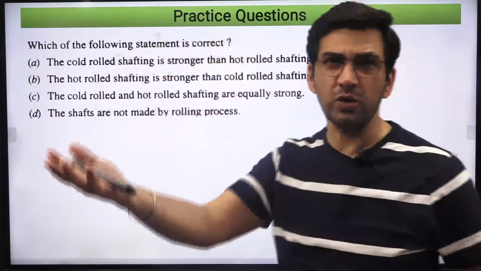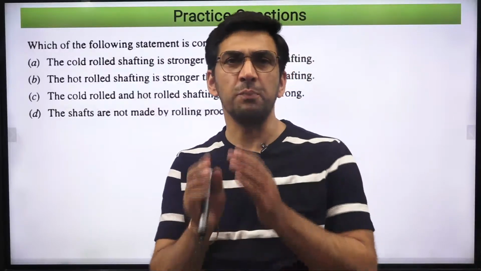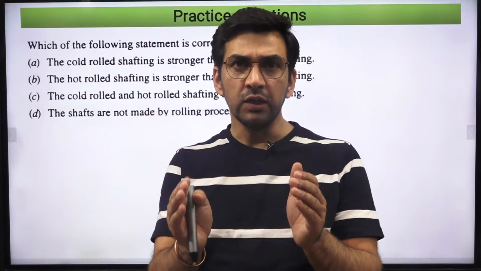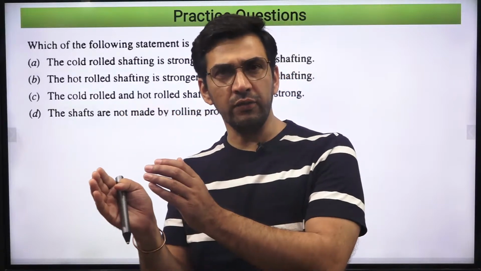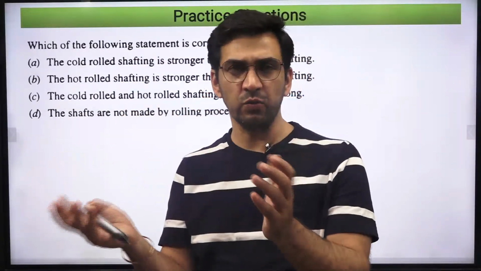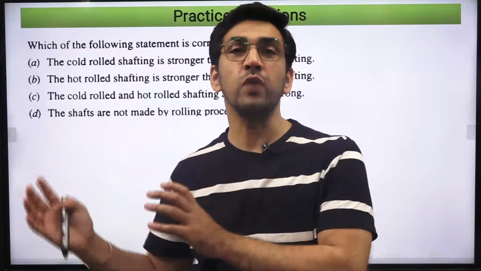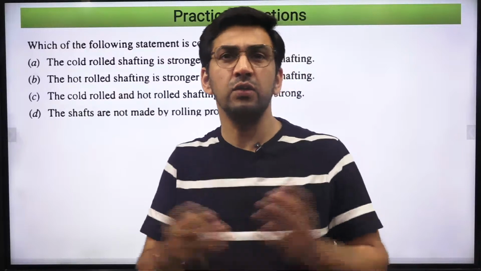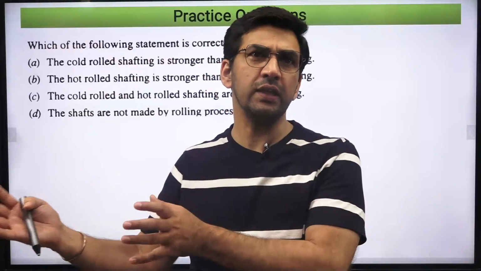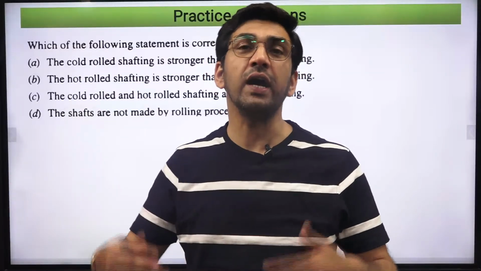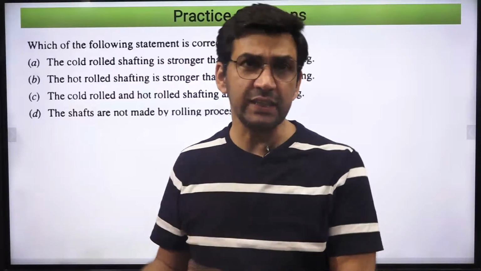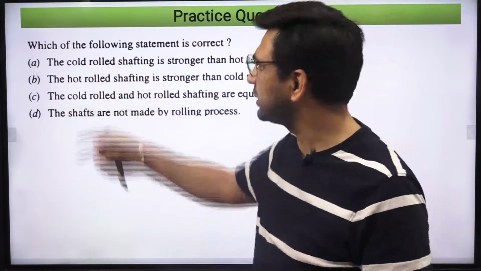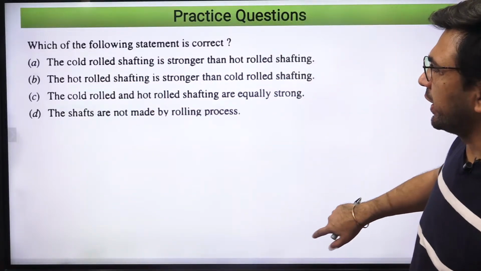It is the same case for sheets also. For example, if I have a hot rolled sheet or hot rolled coil, and a cold rolled coil of, let us say, steel or aluminum, and I ask you which one is going to have the higher strength in general, then you will say the cold rolled coil is going to have the higher strength because I have plastically deformed that material. The same is the situation for shaft also. So it is straightforward.